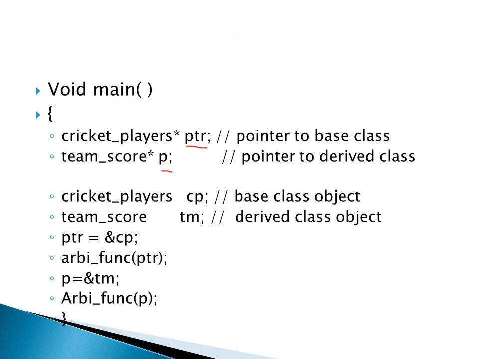Come to the main part of the program. ptr is the pointer to the base class, p is the pointer to the derived class, cp is a base class object, and tm is a derived class object. The first invocation, arbitrary function with ptr, will call the arbitrary function. So the get and display functions in the base class will be executed. The second time the arbitrary function is called, the get and display functions in the derived class will be executed. Okay.